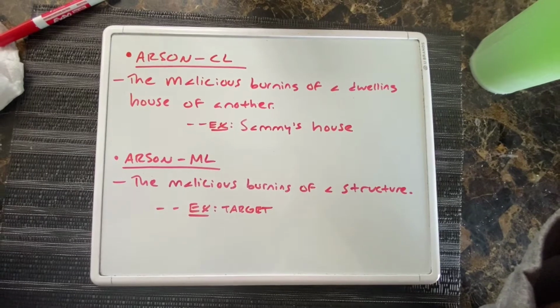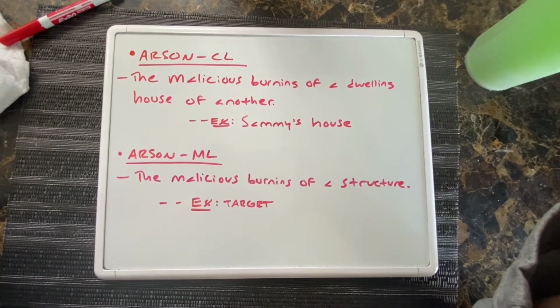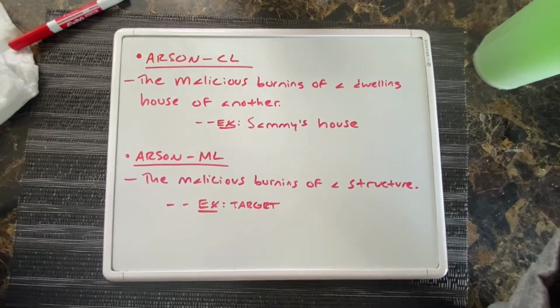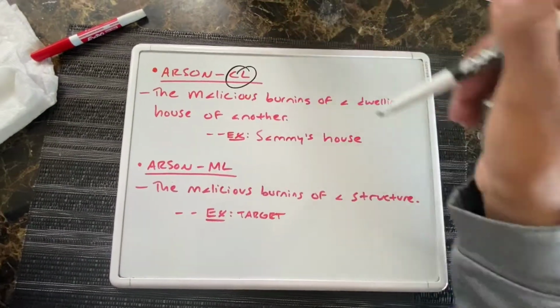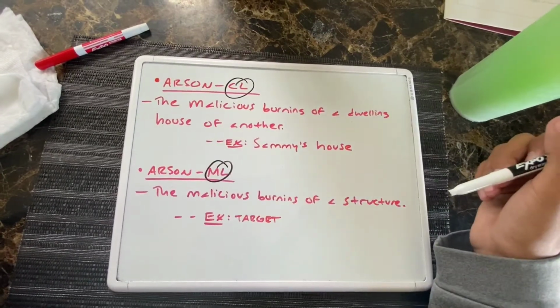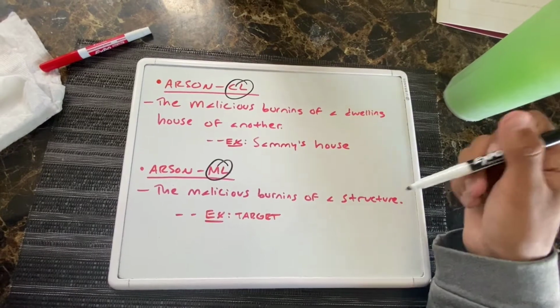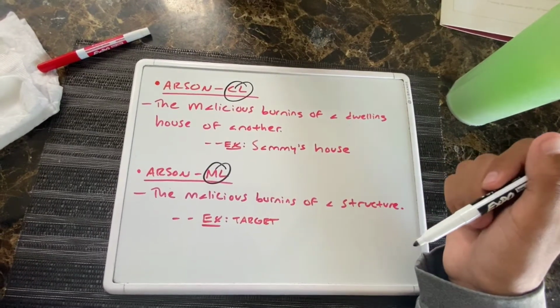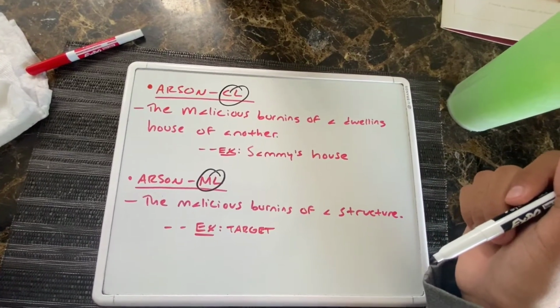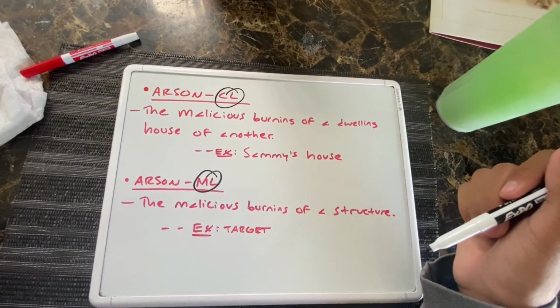The felony of arson can be broken down into two different things: in the common law, which I placed as CL here, and modern law, which is ML down here. So let's go through the common law version of arson first. Then we'll get into modern law. So common law arson means a malicious burning of a dwelling house of another.